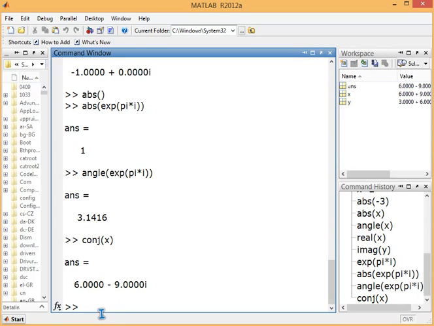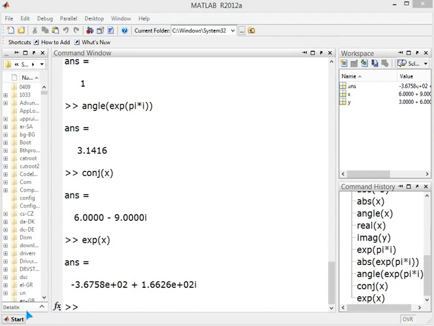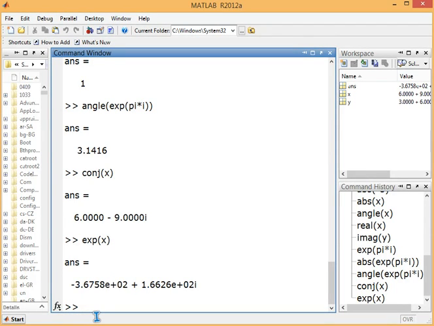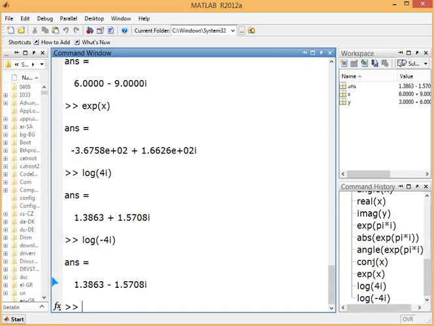You can compute the exponential of any complex number, like exp of say x. This is also possible. And then coming to log, you have seen log of normal values, but I'll show you the log of any complex number. This is how log can be computed. Log for any negative number can also be computed. See, log of negative number. Also sine, cos, tan can be computed for any complex number.